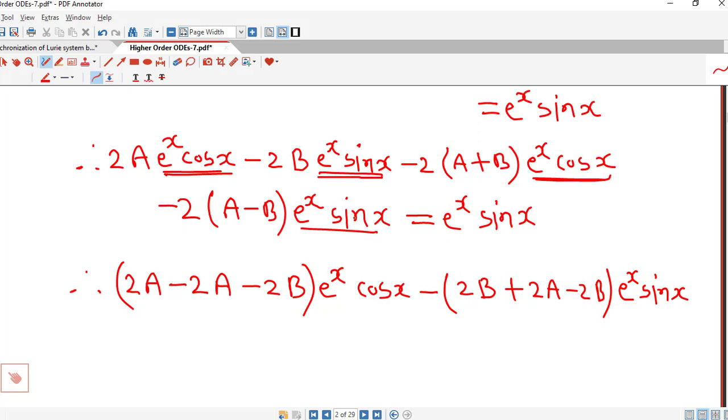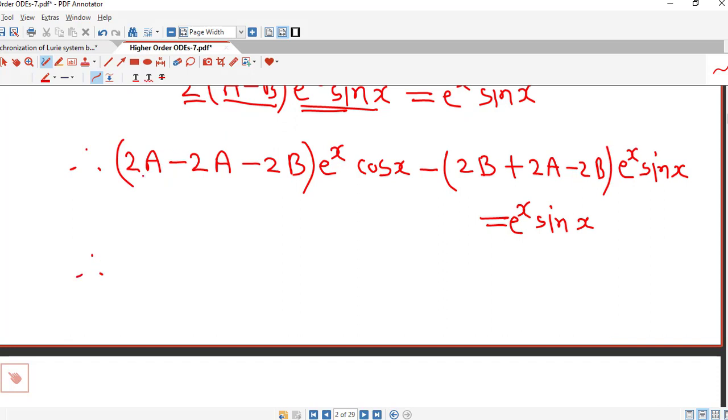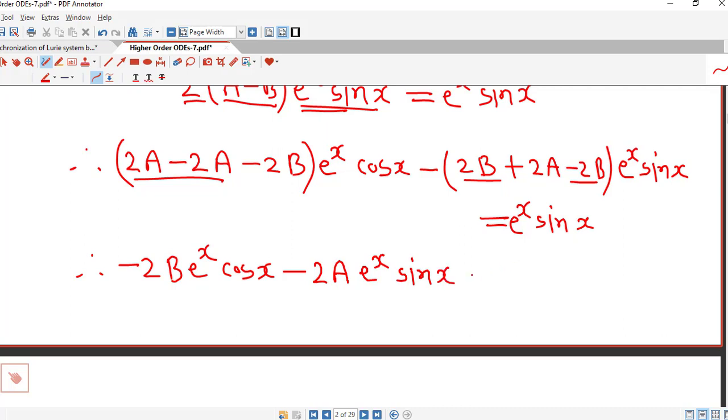Okay, let me check again. Minus e raised to x sin x common, so here we have 2b. Here we multiply this with 2, so 2b plus 2a minus 2b e raised to x sin x equal to e raised to x sin x. So here 2 will cancel out. We have minus 2b e raised to x into cos x, and here 2b will cancel out, and we have minus 2a e raised to x into sin x, and here we can write 0 times e raised to x into cos x plus e raised to x into sin x.